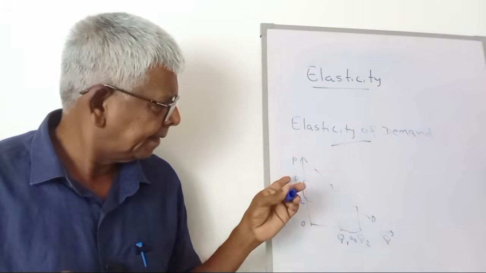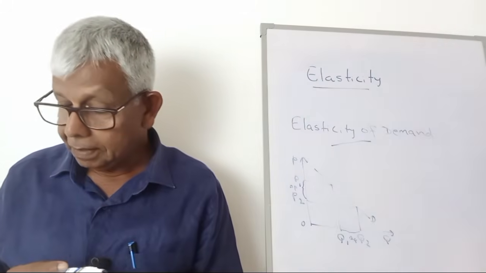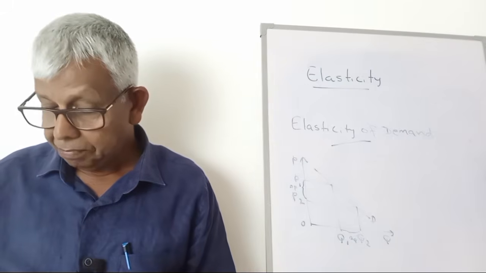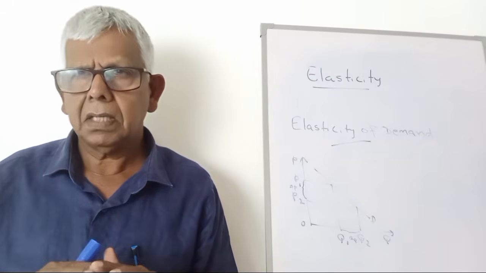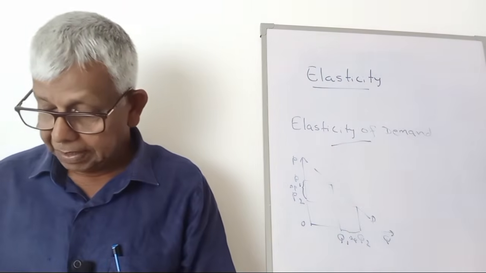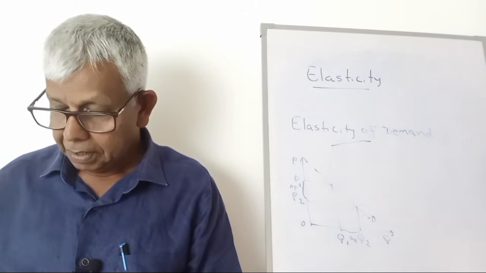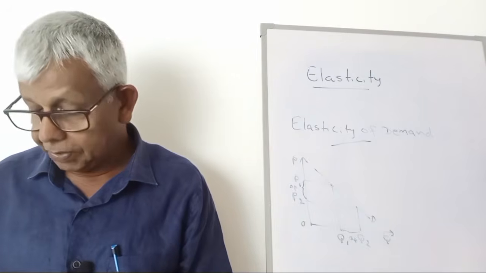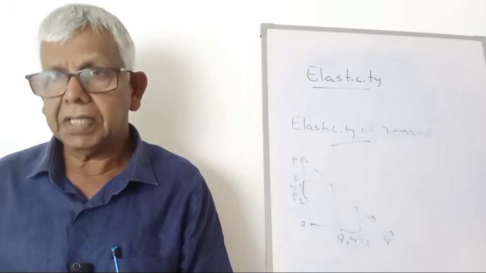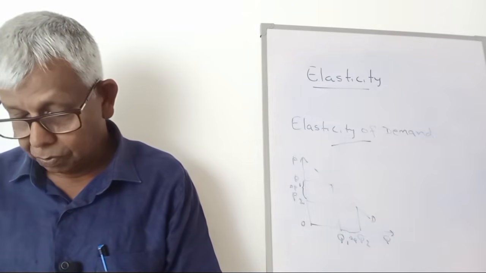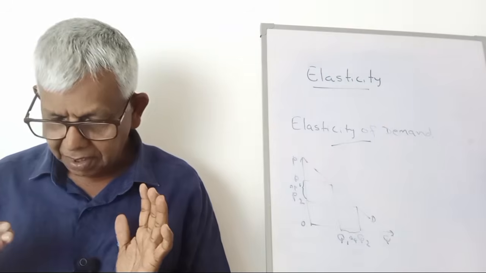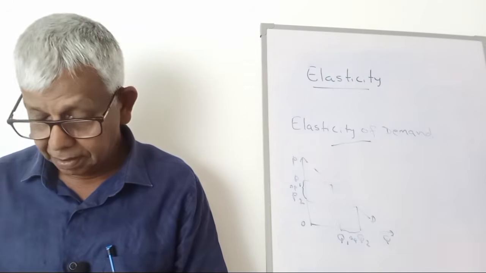P1 is the original price. P2, the price after change. Q1, the original quantity. Q2, the quantity after change. Delta P equals change in price. Delta Q is change in quantity. E is price elasticity of demand.